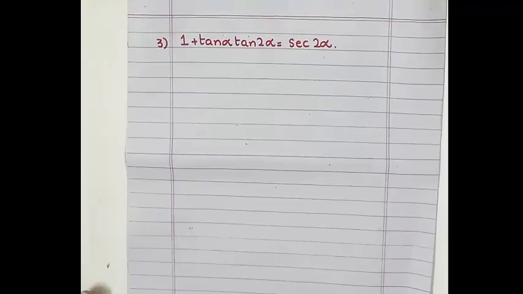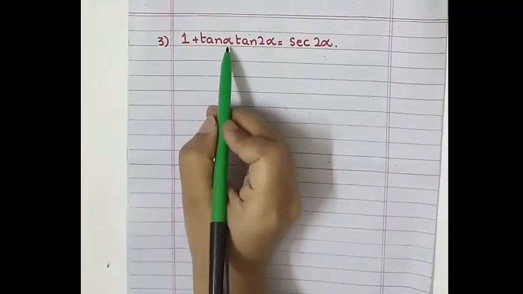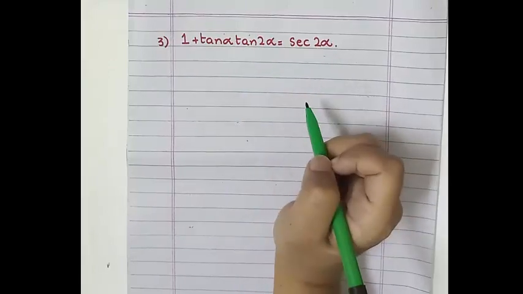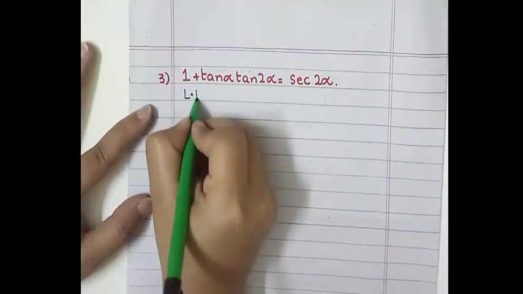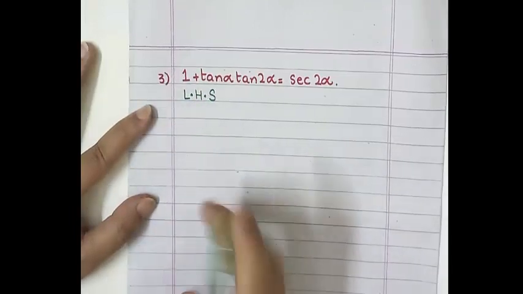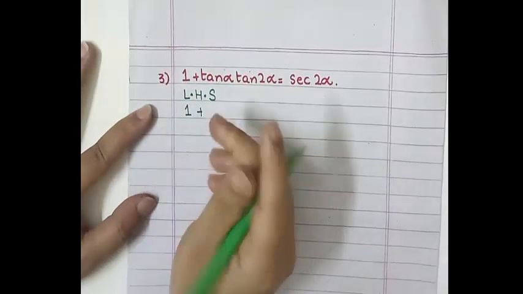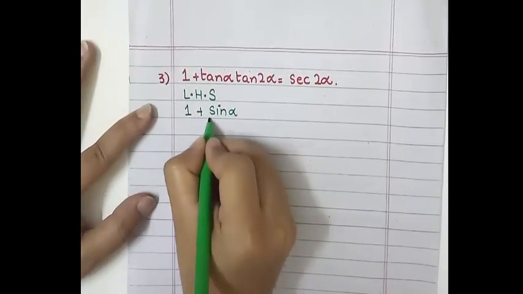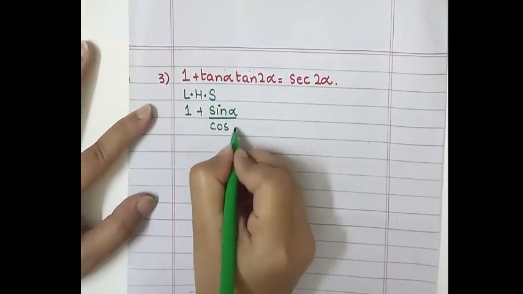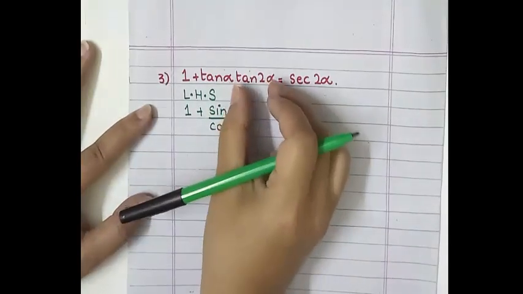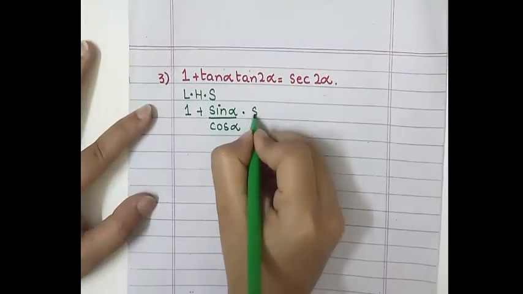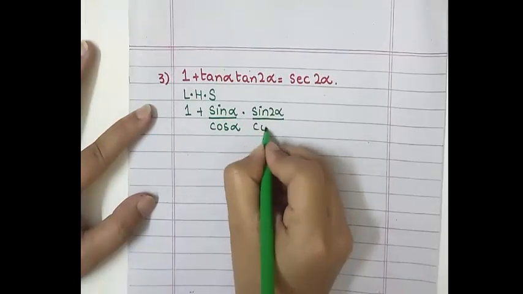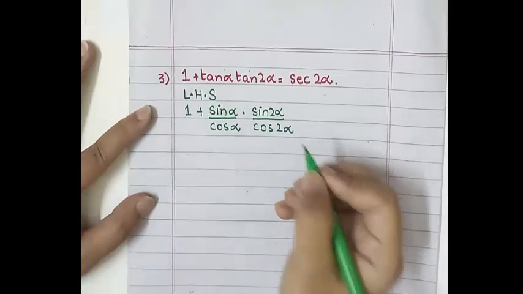The next question we have is: 1 plus tan alpha tan 2 alpha is equal to secant 2 alpha. So taking the left hand side of the equation, 1 plus tan alpha can be written as sin alpha over cos alpha, and tan 2 alpha can be written as sin 2 alpha over cos 2 alpha.